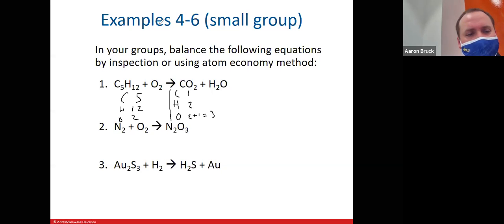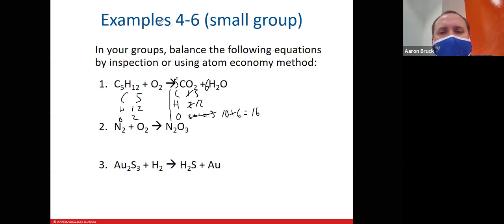From here, we can handle it relatively straightforward. I have 5 carbons. I'm going to need 5 carbon dioxides to balance that out. That's going to turn my 1 carbon into 5. I'm now balanced on carbon. For the hydrogen, we're going to need 6 waters to give me the 12 hydrogens to match. And so now I do my math again on the oxygen. I've got 10 from carbon dioxide, 6 from water, for a total of 16.